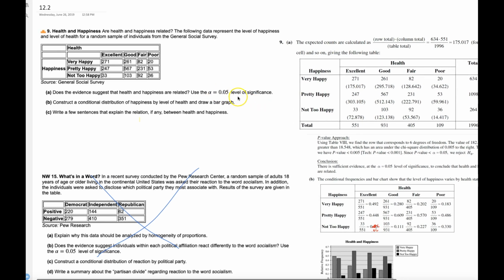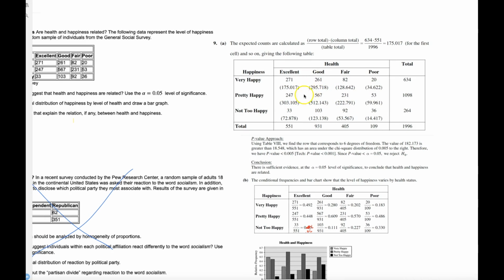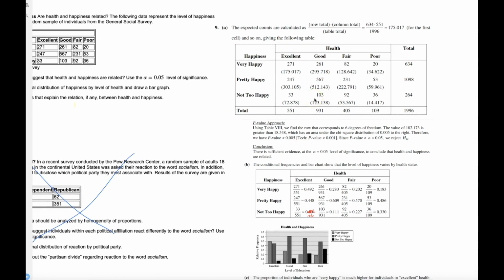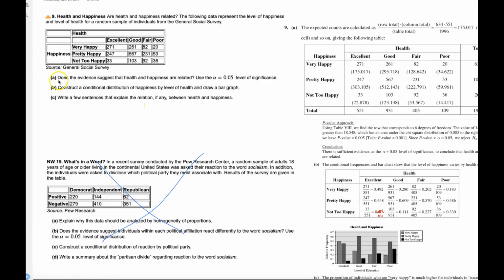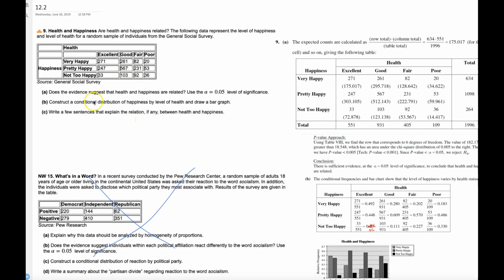We have an alpha level here. Again, I have the solution if you were going to do it by hand. You would have all this, and again, it's a lot of work. I put this here in case some of you still want to do it by hand, but we're going to use StatCrunch to answer the question, which is ultimately what we want to do. Does the evidence suggest health and happiness are related?